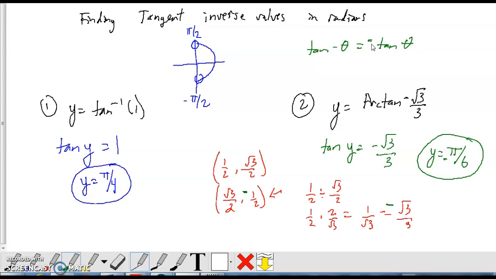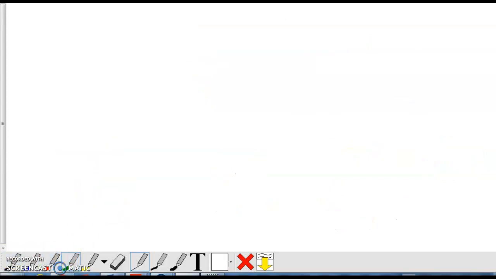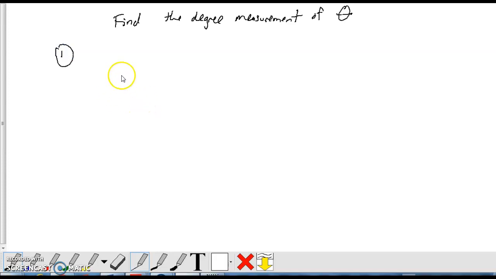All right, let's try a few more now. Let's find it with the degrees. So find the degree measurement of theta. All right, so let's try our first one. So I'm not going to be specific of sine, cosine, tangent. I'll kind of do all of them, or maybe other ones. So here's our first one.